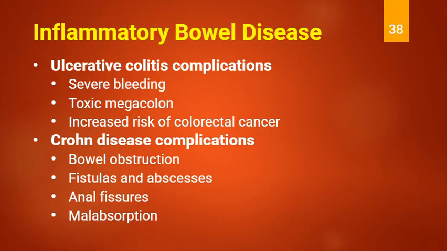The complications of ulcerative colitis and Crohn's disease differ because of how each disease affects the bowel. In ulcerative colitis, complications may include severe bleeding, toxic megacolon, and an increased risk of colorectal cancer, especially with long-standing disease. In Crohn's disease, complications are more likely to include bowel obstruction, fistulas, abscesses, anal fissures, and malabsorption, particularly when the small intestine is involved. Understanding these differences helps nurses recognize potential complications early.